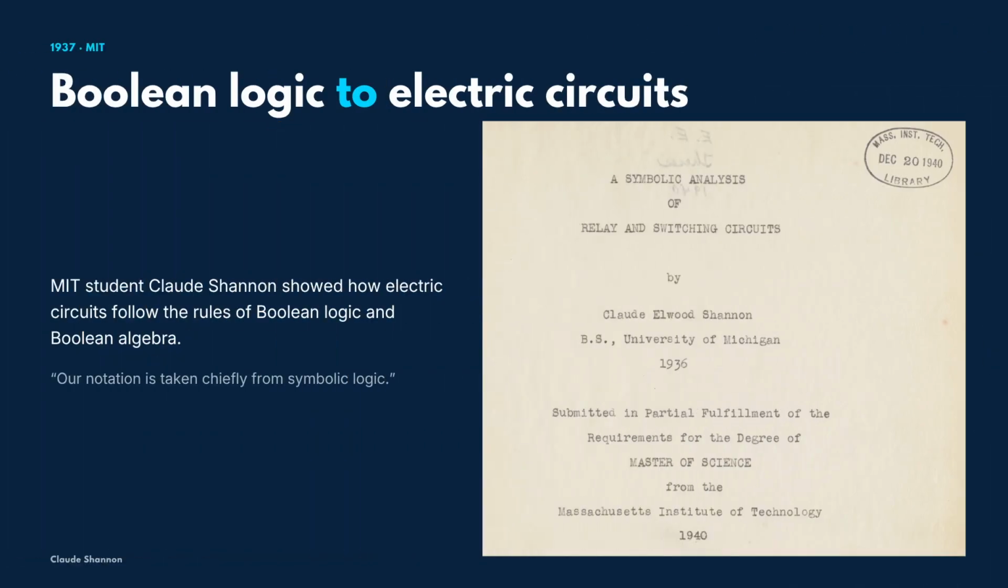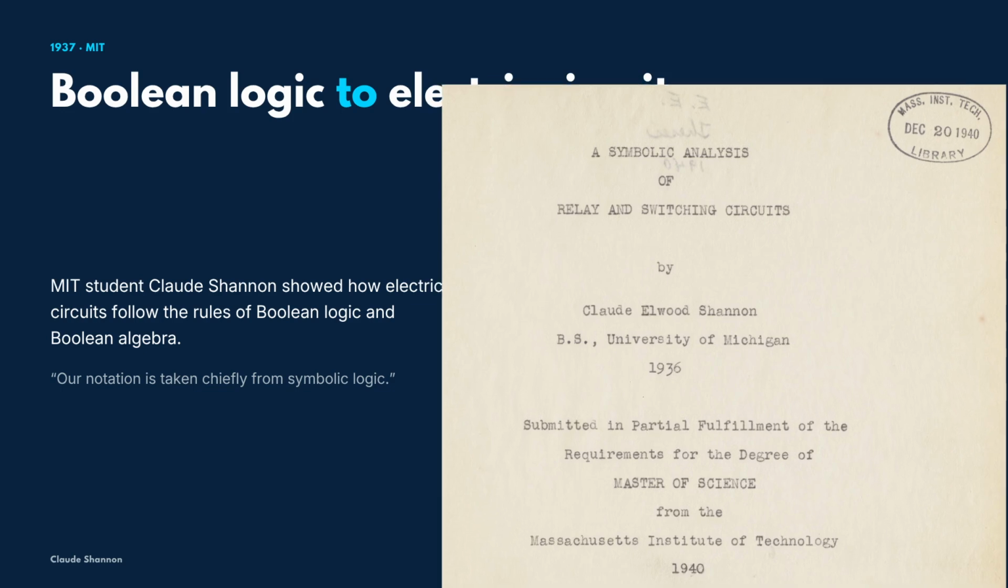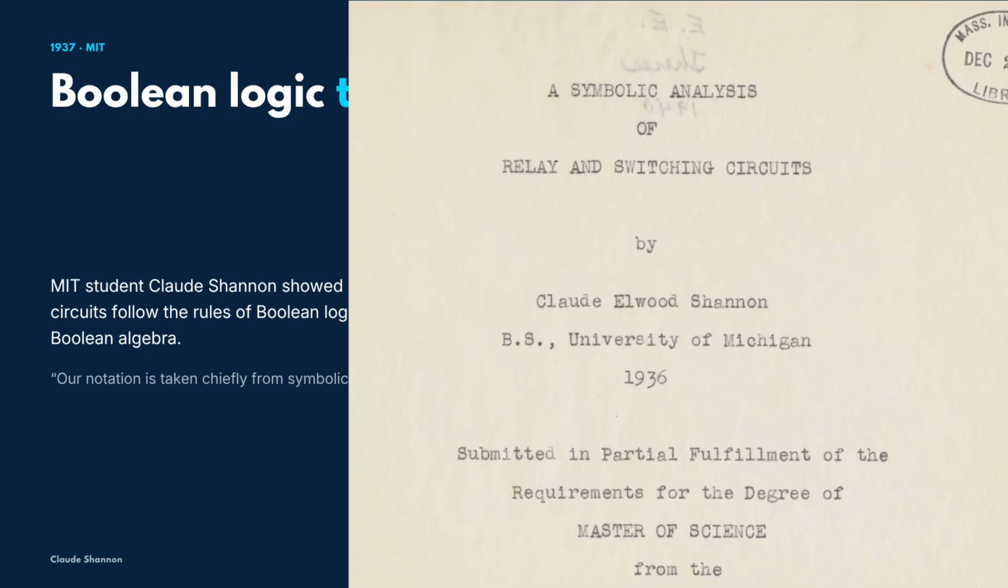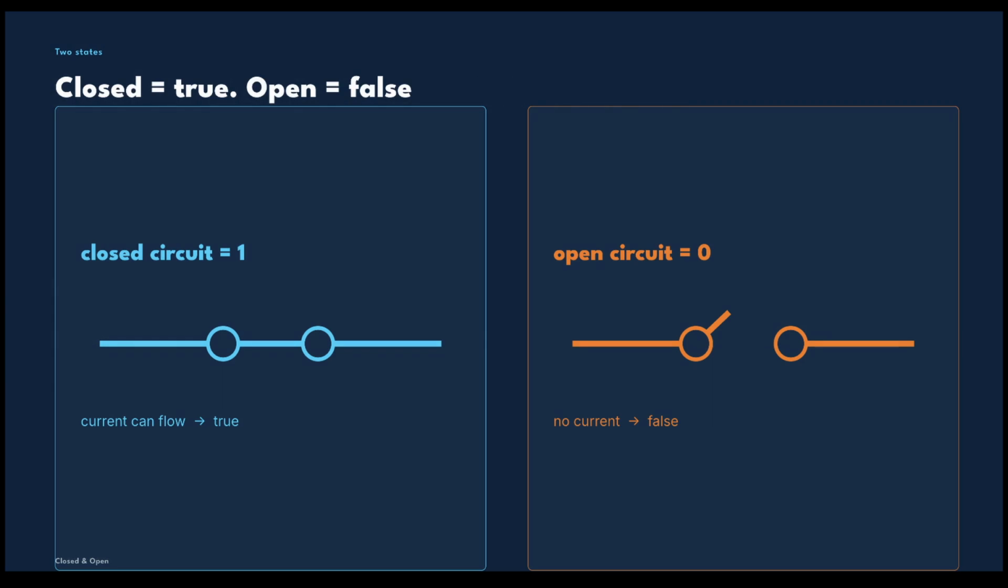Boolean logic to electric circuits. In 1937, MIT student Claude Shannon showed how electric circuits followed the rules of Boolean logic and algebra. He says our notation is taken chiefly from symbolic logic. Boolean is symbolic logic. In modern notation, we call a closed circuit 1 and an open circuit 0.